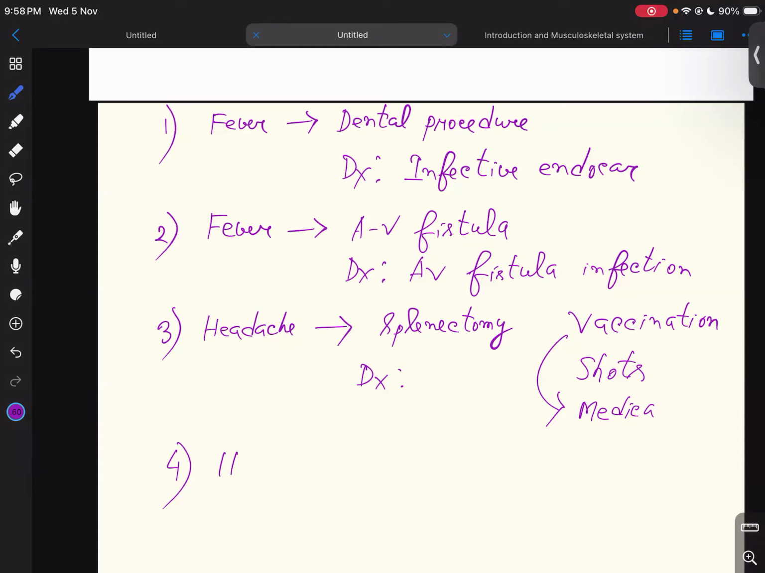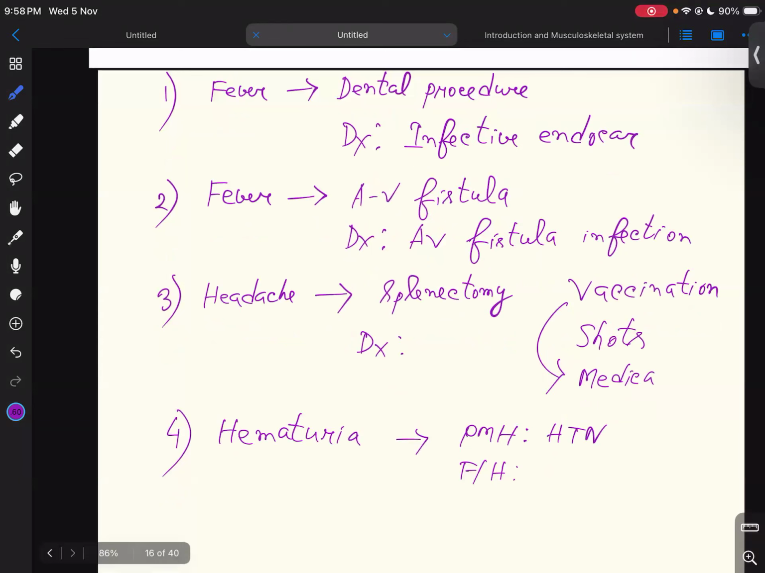Suppose a patient has hematuria. In the past medical history, the patient has hypertension. In the family history, the patient is telling that his father died of brain stroke, that is bleeding inside the brain. Polycystic kidney. Wonderful, doctor. You have got a diagnosis. Polycystic kidney. Have you seen how simple it is?